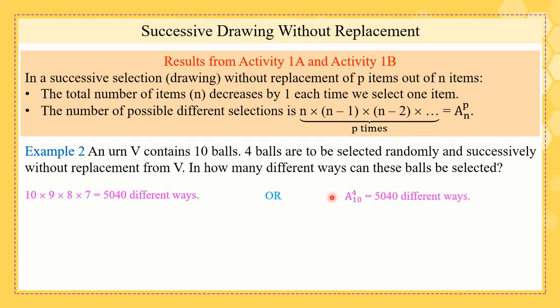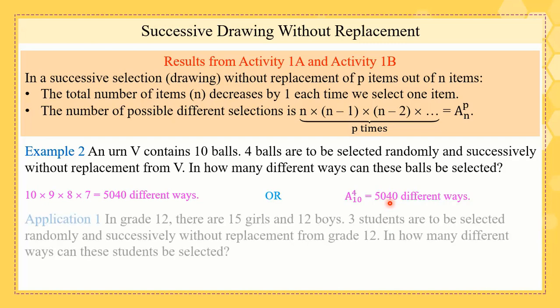Or we can use the arrangement, which is here. A, from 10 items, we need to choose 4 items, and this would be also the same answer using the calculator.